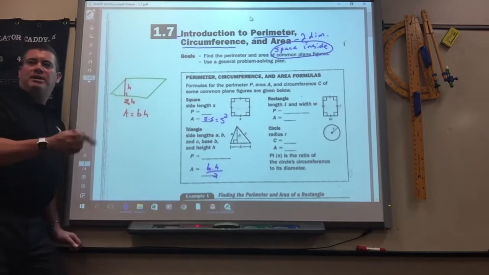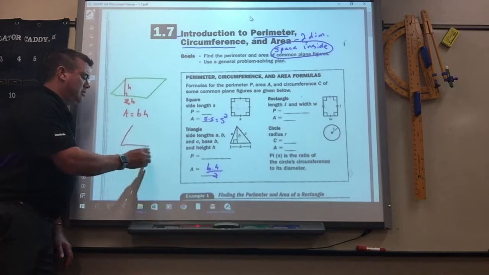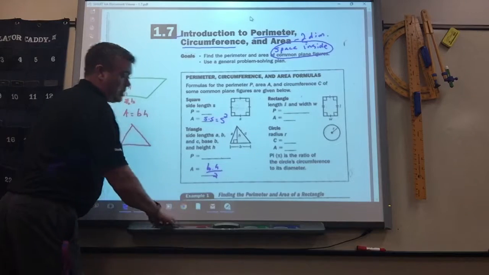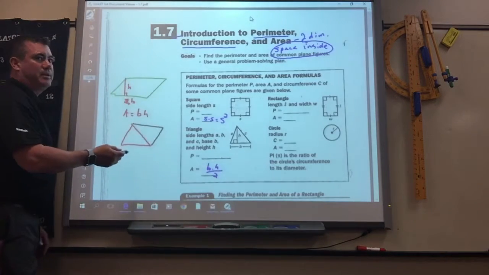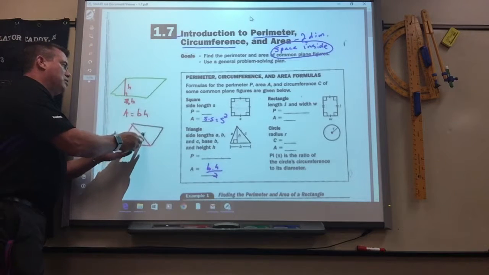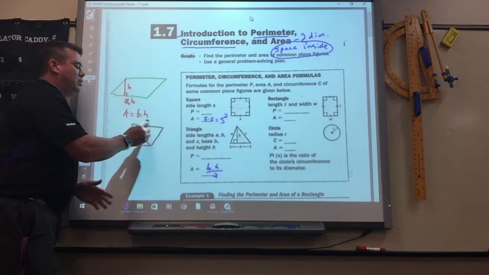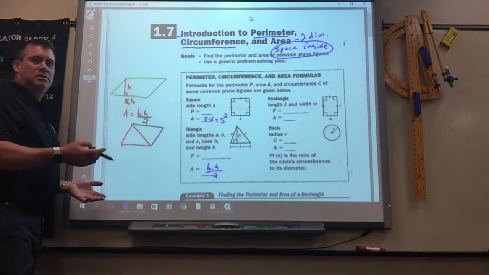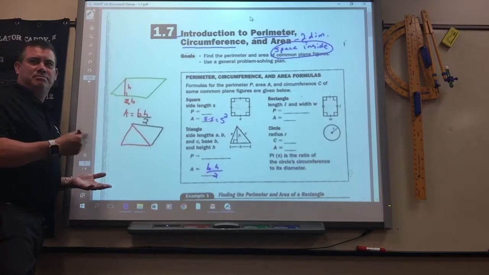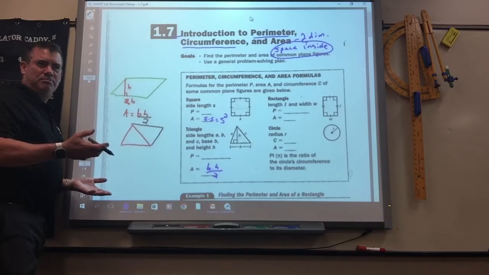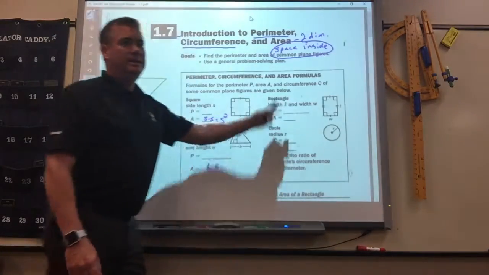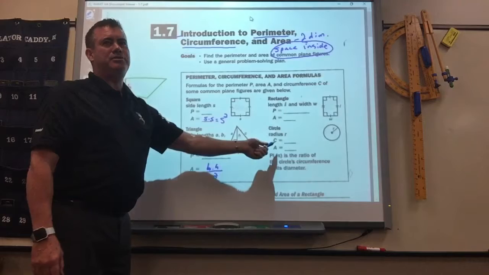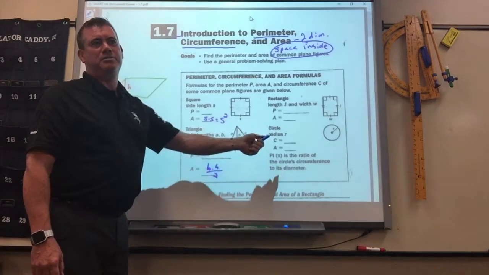Now, any triangle that you've got, doesn't matter what it looks like, if you duplicate it and flip it, it'll form a parallelogram. So two triangles will form a parallelogram. That's why you have to divide by 2. It's half of a parallelogram. That makes sense to everyone? Yeah. Okay.